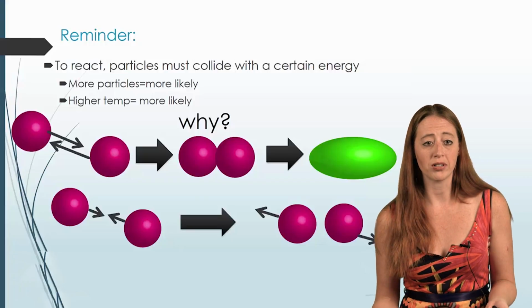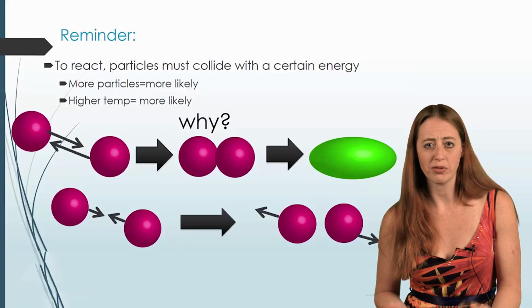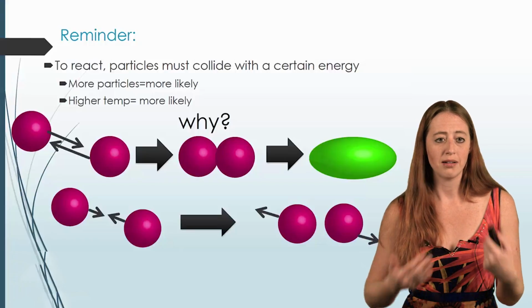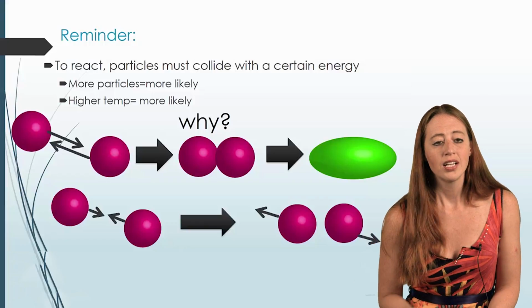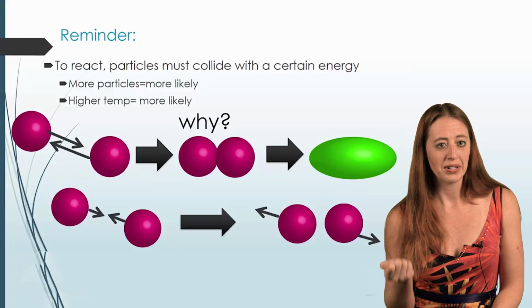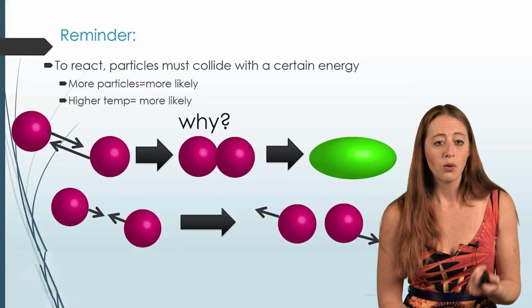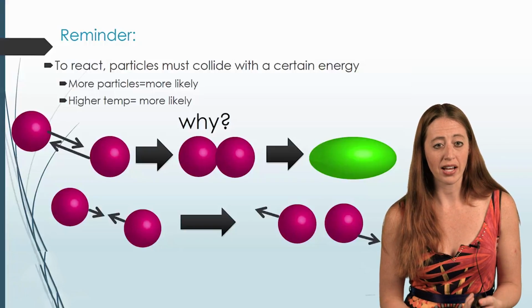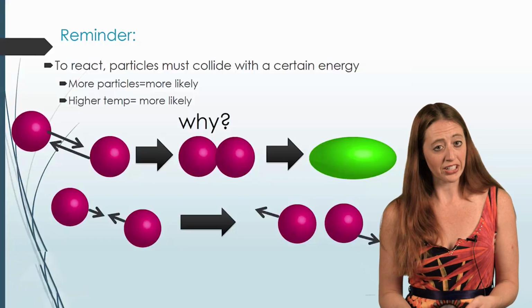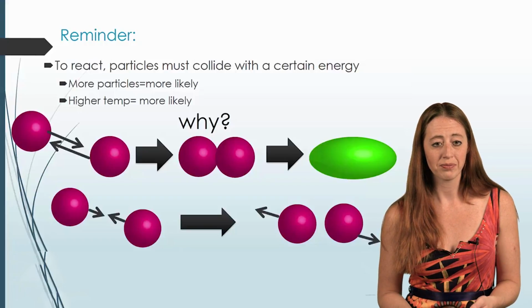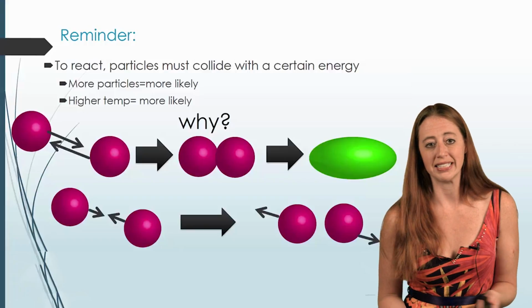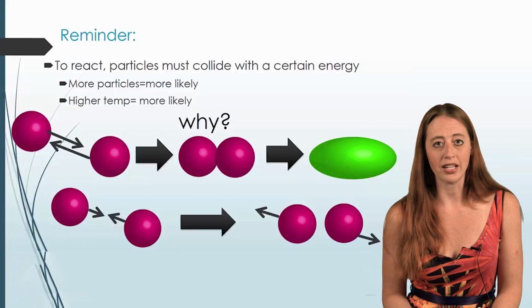Now, we said more particles, more likely, and that part makes very easy conceptual sense. More particles, more likely. Now I want to focus on the second part, though. Higher temperatures make it more likely too. But why? Why is it more likely that things are going to collide at a higher energy if we have higher temperatures?